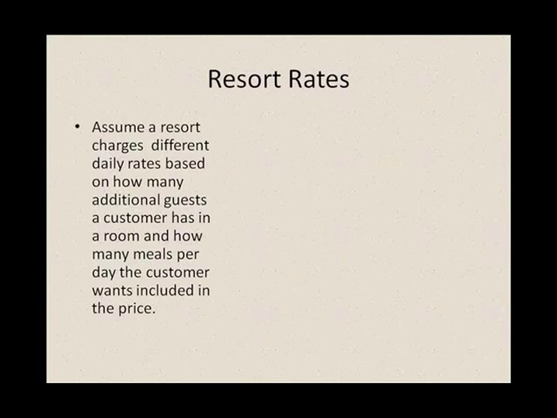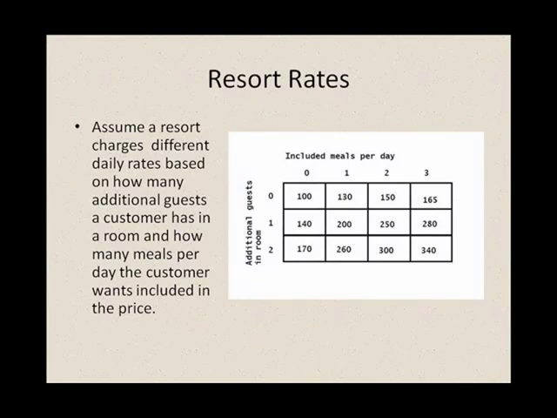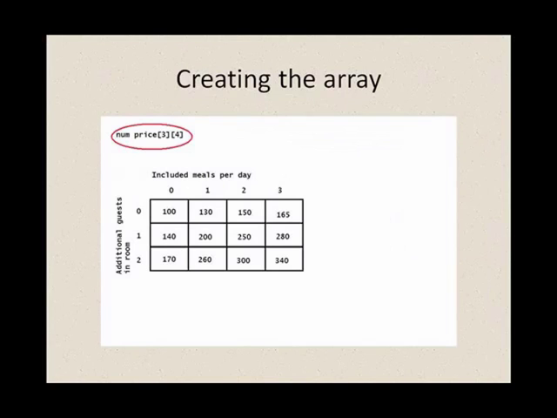For example, suppose you have a resort and you want to assign different daily rates based on how many guests are in a room after the first one and how many meals per day the guests want included in their price. You might set up a table like this, and you can see that each row indicates whether there are 0, 1, or 2 additional guests in a room, and each column indicates how many meals the guests want included per day. For example, in a room where there are no additional guests and no meals included, the rate is $100 per day. Or in a room where there's one additional guest and they want 3 meals a day, the rate is $280.